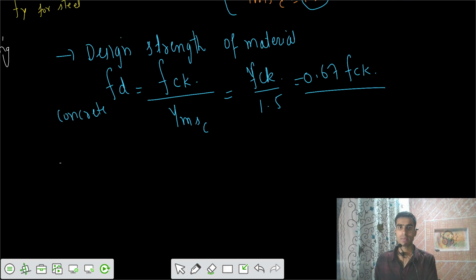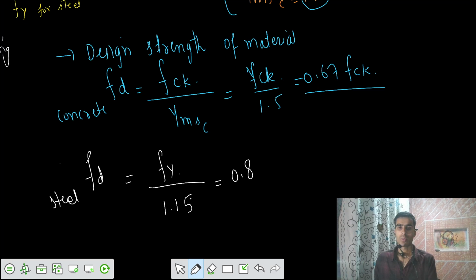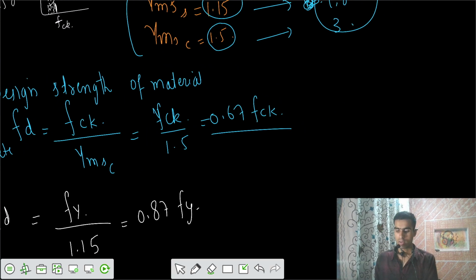And the second one is the design strength for the steel, and that would be equal to your yield strength divided by the factor of safety, that's your partial safety factor 1.15. So it comes out to be 0.87 fy. So 0.87 fy.